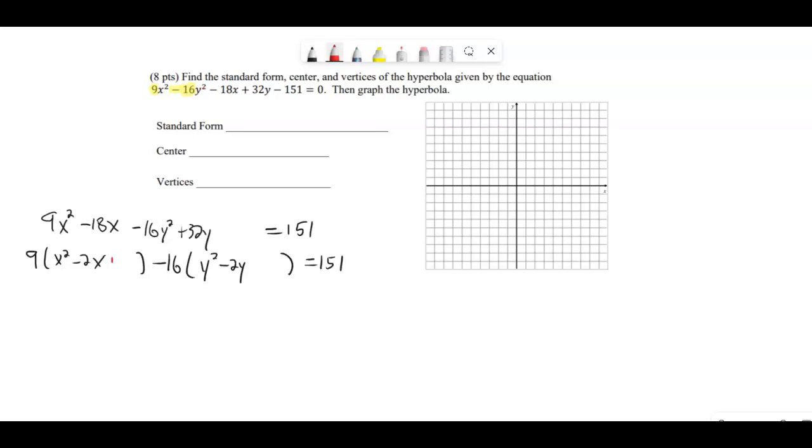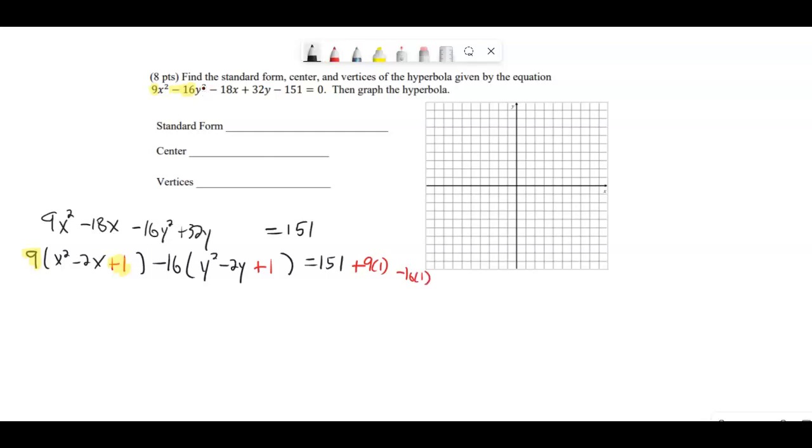I need to add 1 to complete the square on the inside, but it's actually 9 times 1 that I just did to the left side, so I have to add the 9 times 1 to the right. Similarly, I need to add 1 for the y, but I'm actually subtracting 16. I have to do the same thing on the right side.